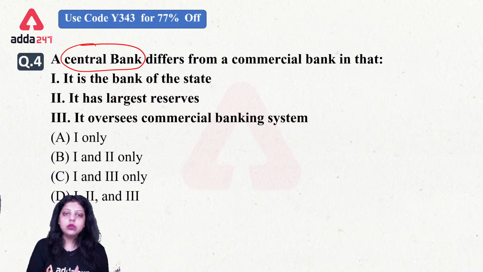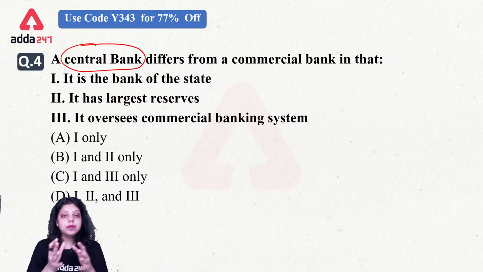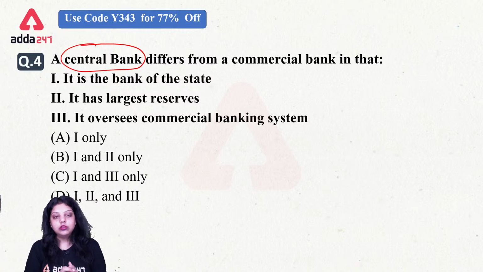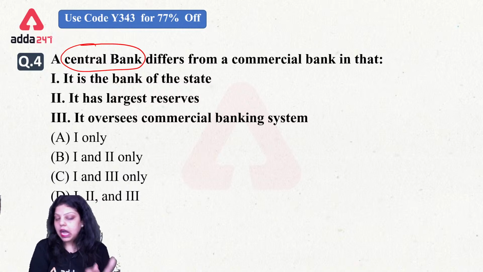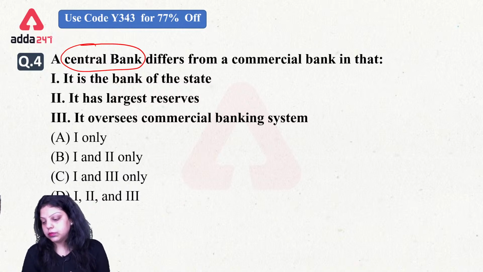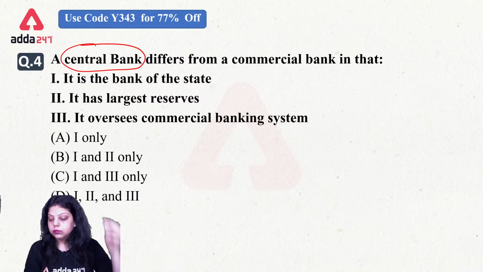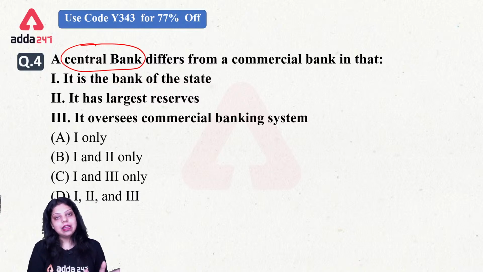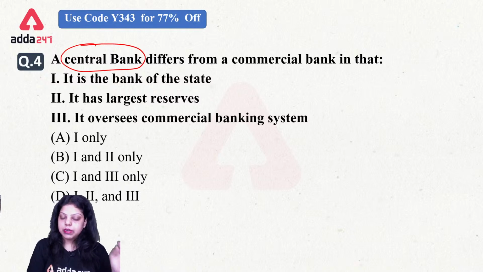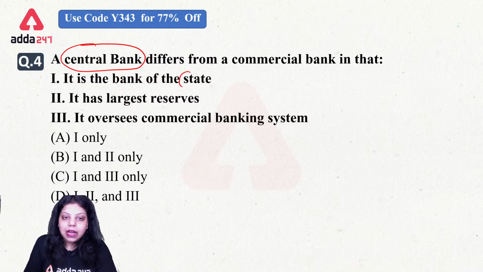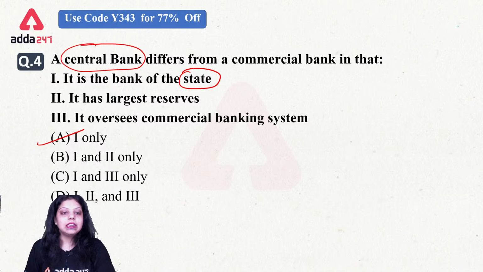But Reserve Bank of India does not provide all kinds of services. RBI is the central bank which regulates the currency system and the banking system of the country. So what is the difference between RBI and commercial bank's function? It is true that it has the largest reserves. Central bank has the largest reserve. It oversees the commercial banking system. It is also true, but is it the bank of the state? No, it is the bank of the country. So the right option will be your A option, that is first only. Okay, central bank oversees the commercial banking system.